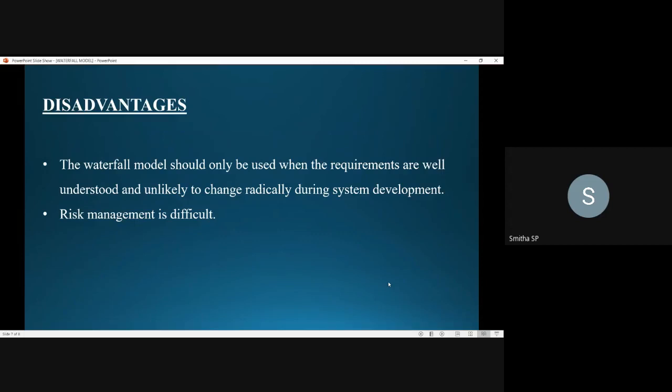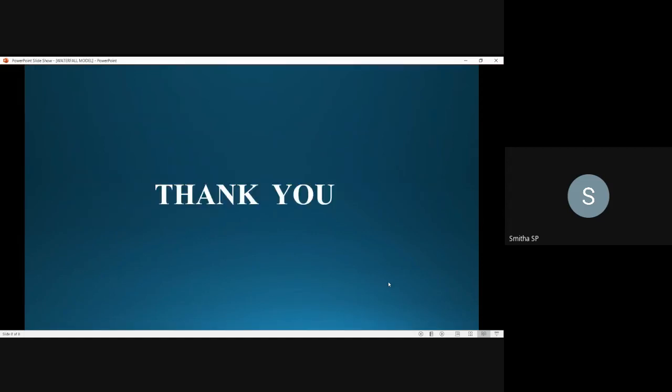Another disadvantage of the waterfall model is that risk management is difficult. It might be difficult to foresee all the risks which will come in the later stages of the development. In summary, the waterfall model is suitable for projects where the requirements are fixed and well understood.